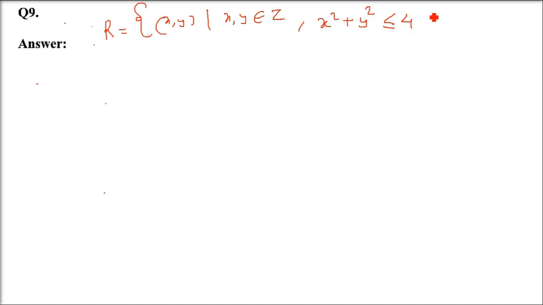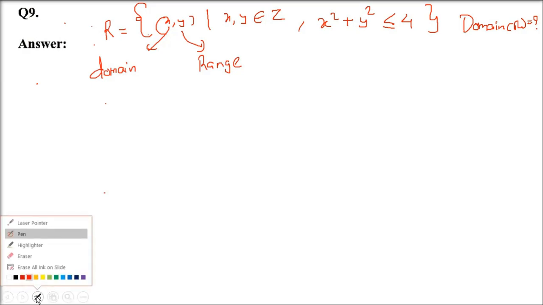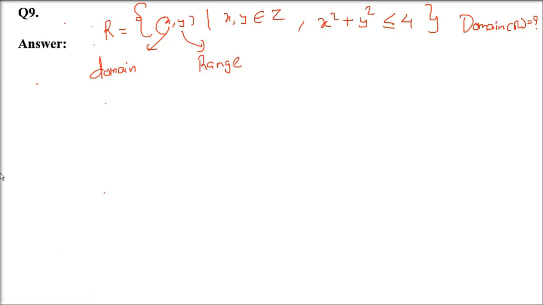Here, the things will change. If it would have been x square plus y square equals 4, things were different. The answer would be different. We have to find out the domain of R. So x will tell you the domain, and y will tell you the range. This is the question. What do you do now?